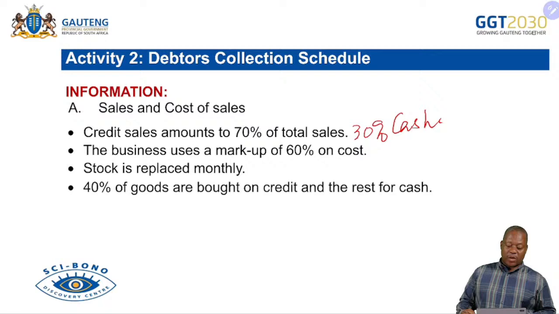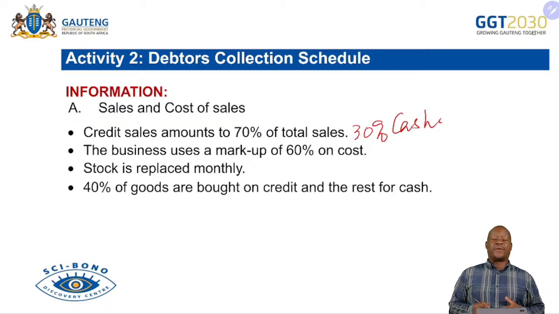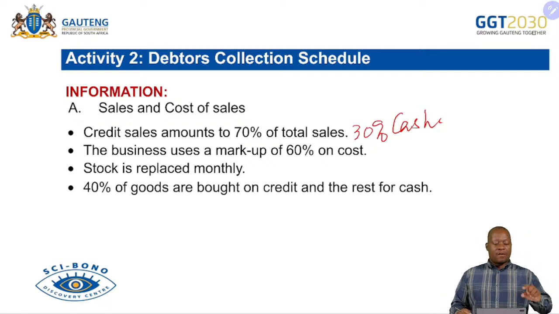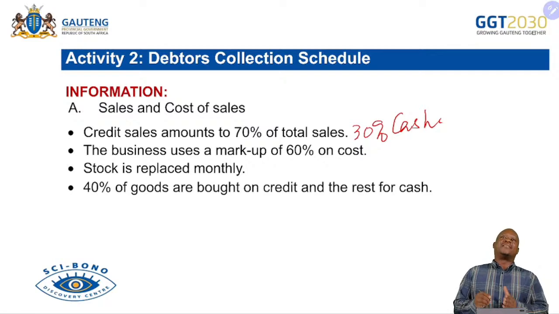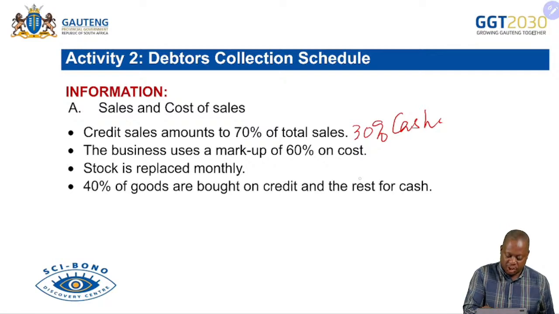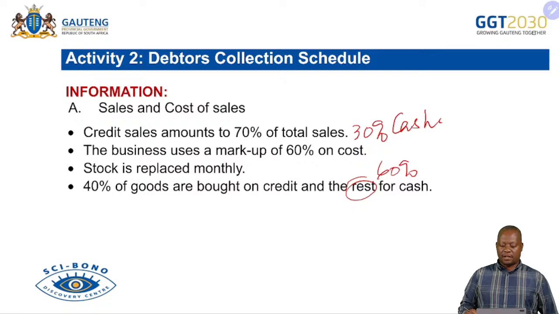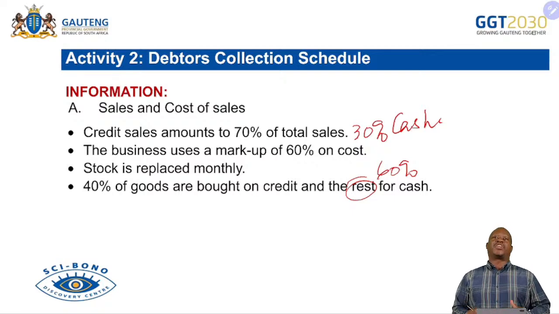40% of the goods are bought on credit and the rest for cash. Now, what they are simply saying is, when we are making our purchases, not all goods are being purchased on credit. 40% we are buying on credit and 60% cash. The rest, remember, the rest, it becomes what? 60%. The rest is cash.